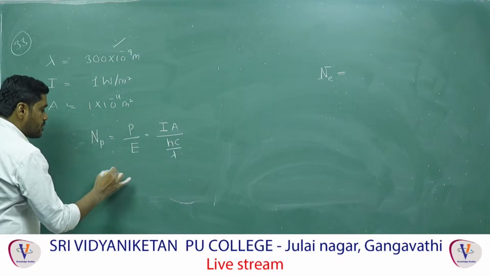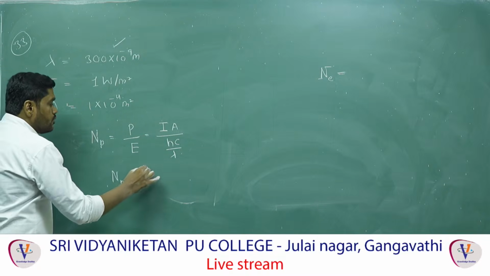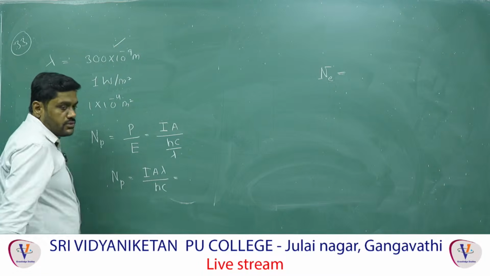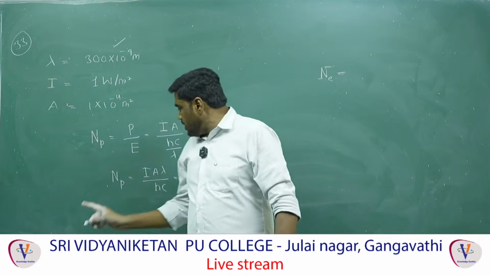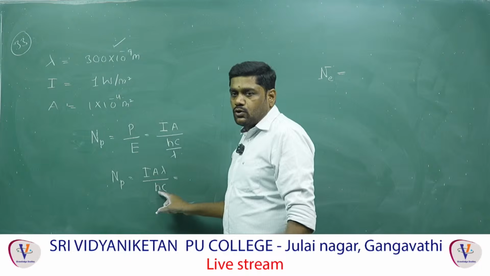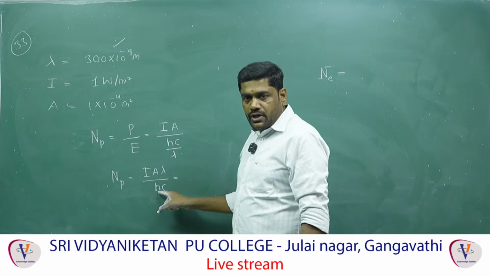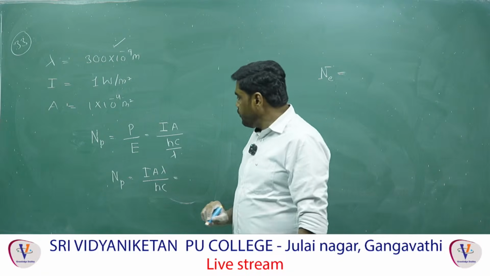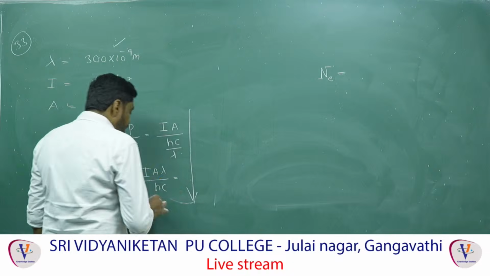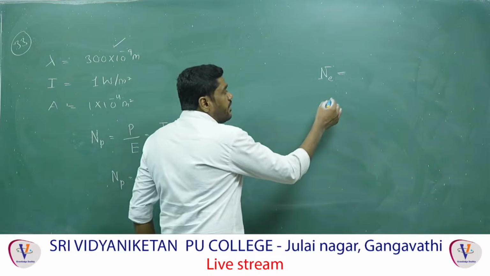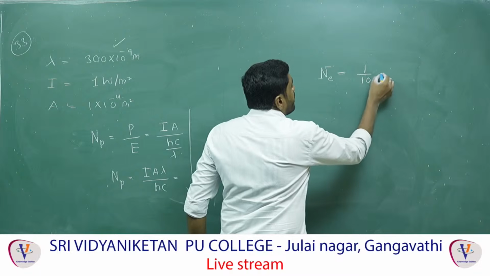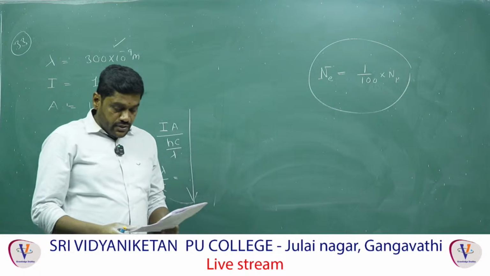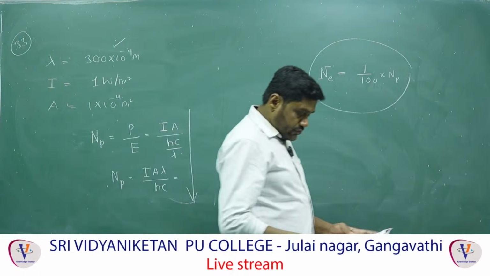Lambda goes upside, so Np is equal to I A lambda by hc, and all values are given. Intensity is given, area is given, and lambda is given. h is the Planck constant, 6.634 into 10 power minus 34 joule second, and c is the speed of light. Substitute all these values there. After getting that, Ne is equal to 1 by 100 into Np, and using this you will get the answer for that question. So next, 35th question.